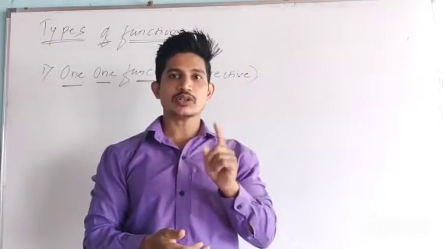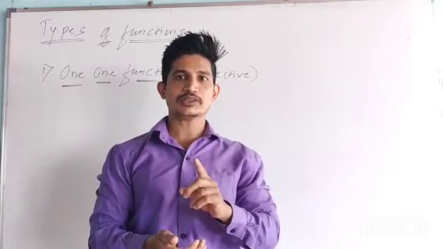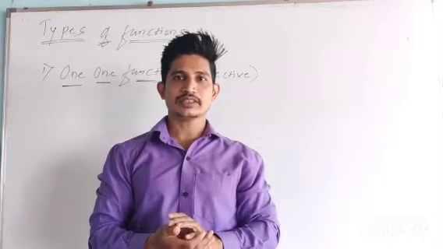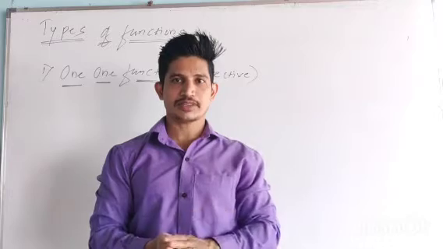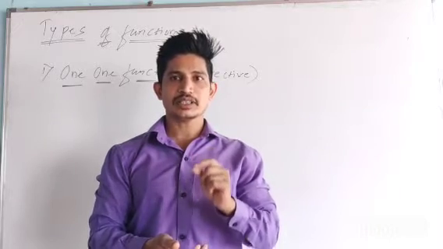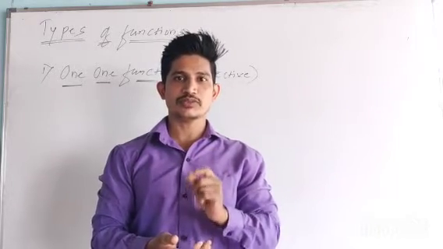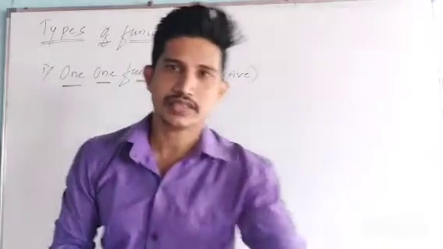No two elements should have a common image. Then the function is called a one-one function. If they have a common image, then it is not called a one-one function. Okay, let's see one example for this.